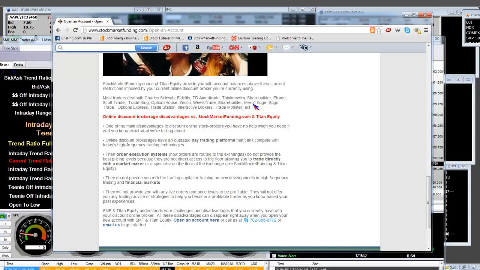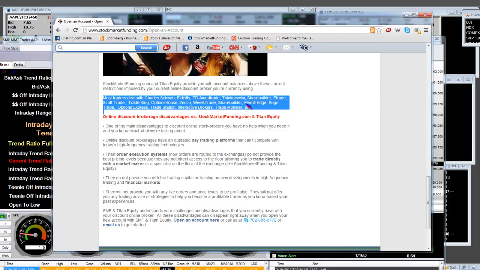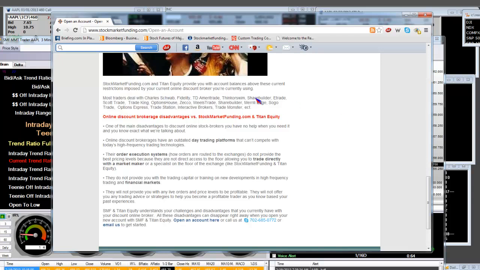Most traders deal with what? All the online discount brokers. That's a real pain in the butt because of the execution model to the exchange and getting filled in your orders, and you know exactly what I'm talking about. You can say goodbye to it today.